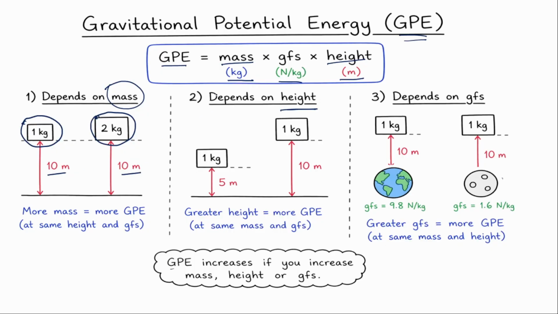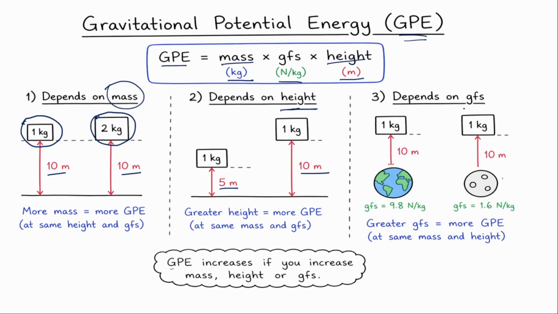Second, the height. The higher an object is, the more GPE it has. So raising something from 5 meters to 10 meters increases its gravitational potential energy.